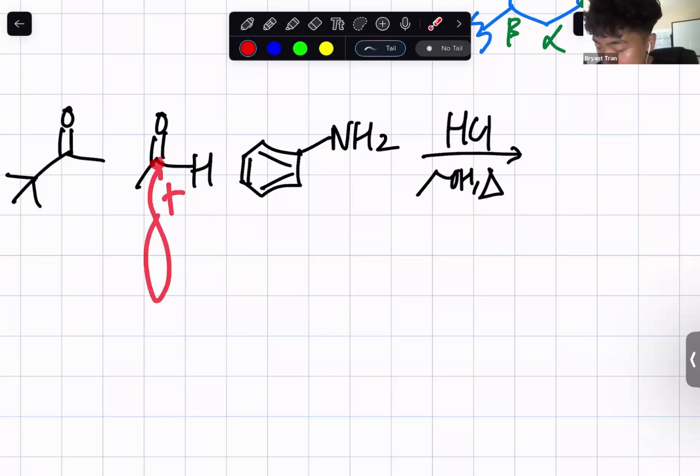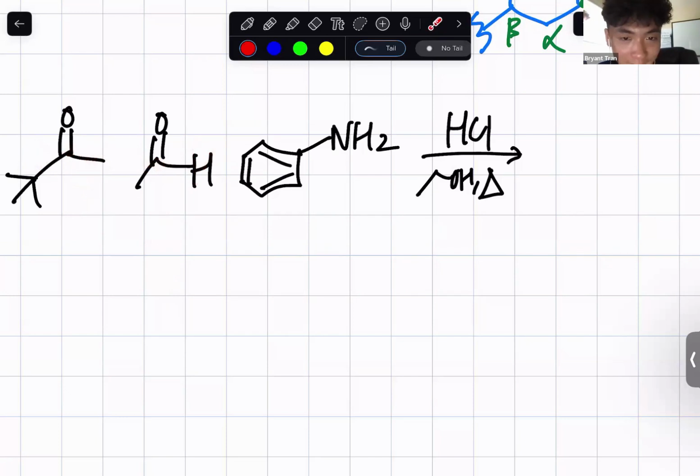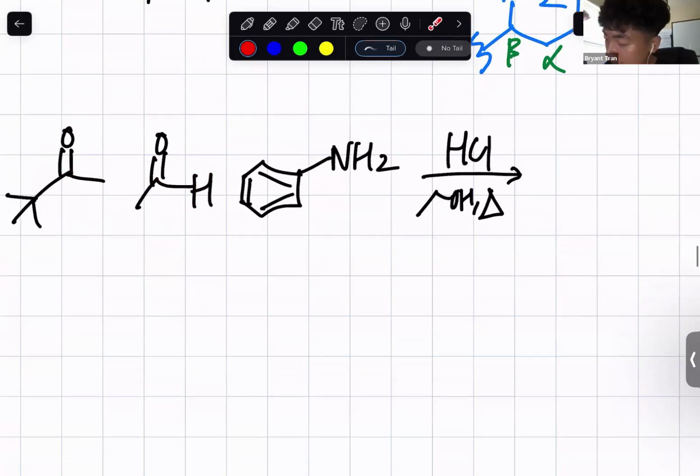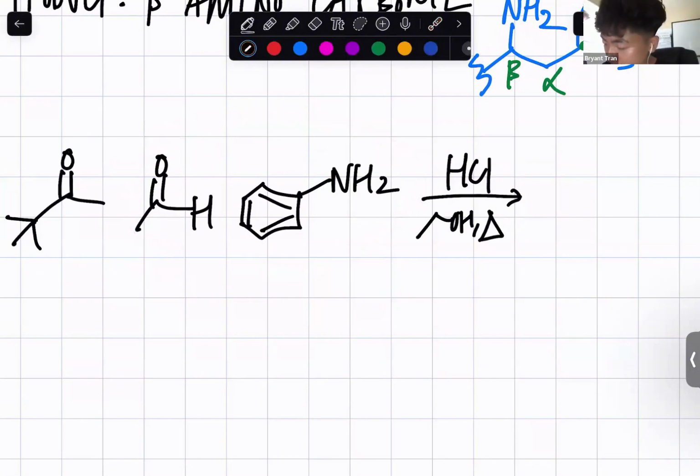The reason why is because this carbonyl carbon here only has one R group donating electrons to it. The hydrogen here is not donating any electrons. Whereas the ketone has a smaller partial positive charge because it has two R groups donating electrons to the carbonyl, reducing the positive charge, right? So the aldehyde is more reactive there. So that's why the aldehyde here is going to react with the amine to become the iminium ion, right?